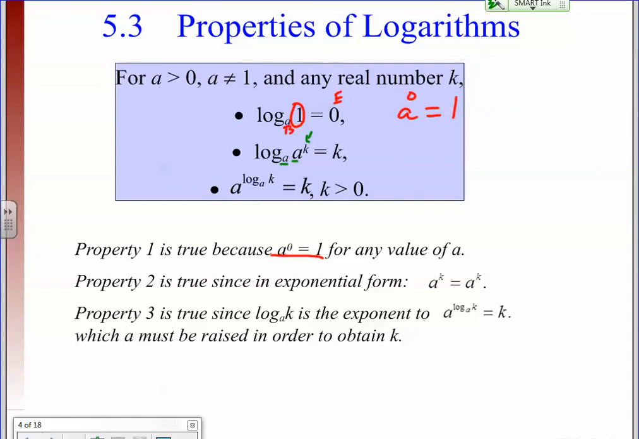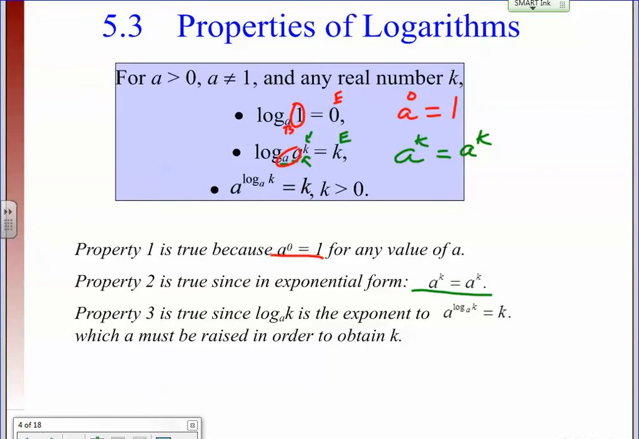Okay, so why does that work? If we translate this into an exponential function, the base is a, so we have a. What's our exponent? Our exponent is k, so a to the k equals the argument, and the argument is a to the k. So that's what they meant down here. Property is true since in exponential form, a to the k equals a to the k. So what you have to recognize when you see these is that if you have the same bases here, whatever this exponent is, that's going to be the answer.